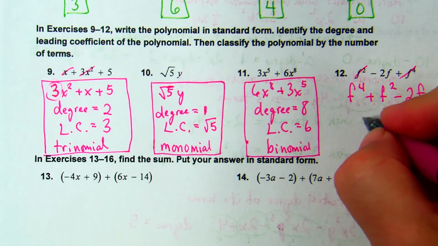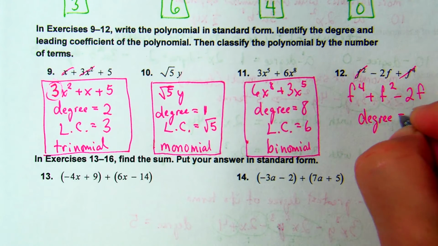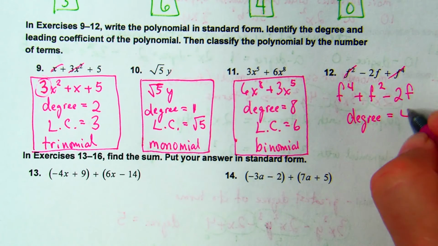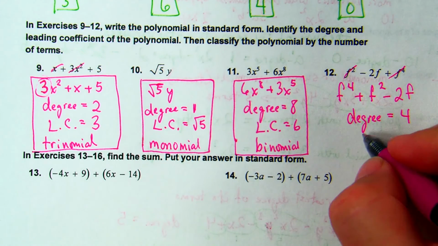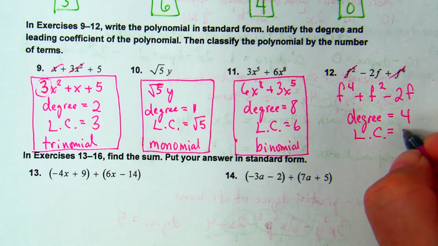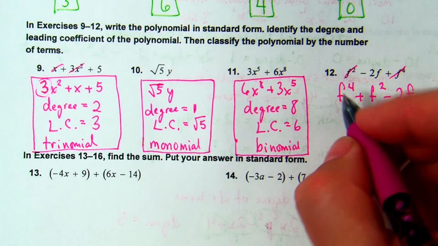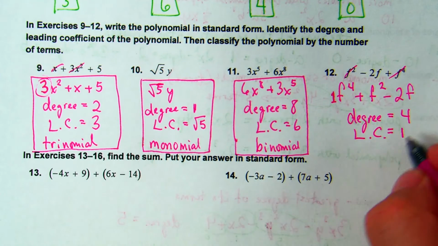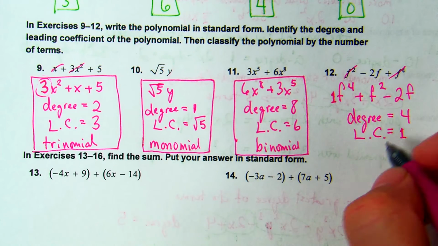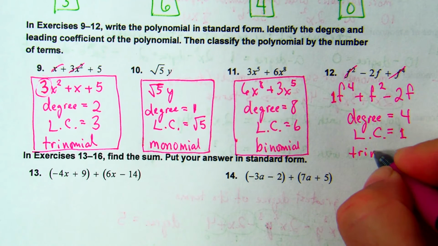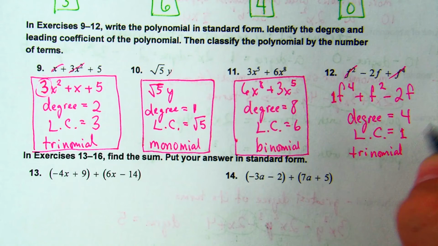All right. What is the degree? Well, it's the highest degree of the terms, and I have a 4, so 4 is the highest one I have. This is 4, 2, and 1, so 4 is the degree. The leading coefficient, 1. Okay, in front of this right here is a 1. It's 1f, and so the leading coefficient is a 1. All right, and then what classification of polynomial is this? It's 3 terms, so it's a trinomial. And that's not too difficult.